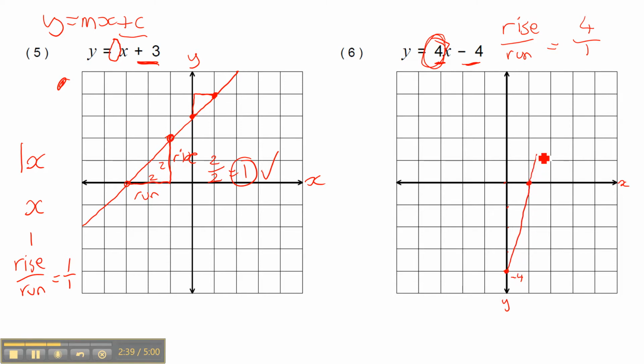Now you guys would obviously rule this line, and that line would continue all the way through. Again, to check it, what we could do is choose 2 points, might be this one and this one, draw our triangle. How many have we run? Well, that's 2. How many have we risen? Well, that's 1, 2, 3, 4, 5, 6, 7, 8. 8 over 2 equals 4.